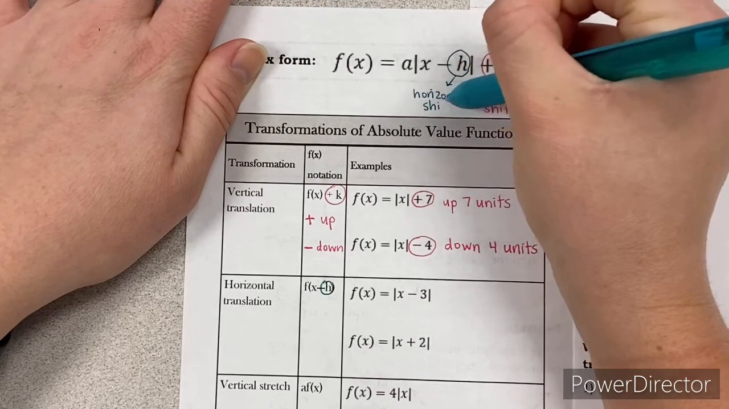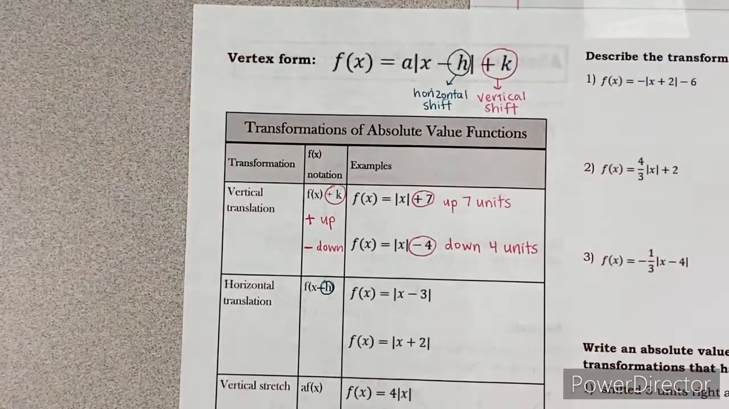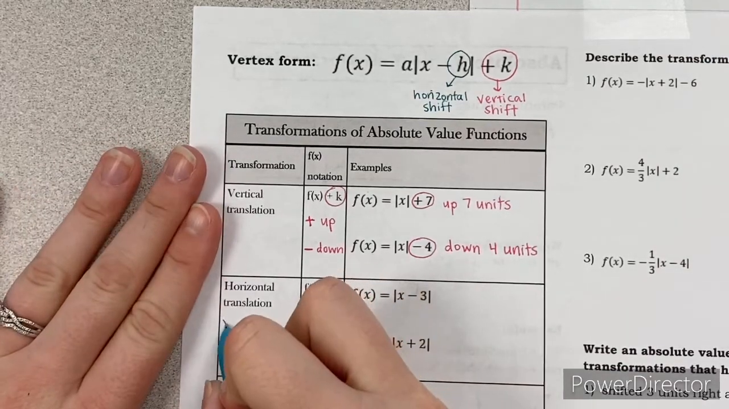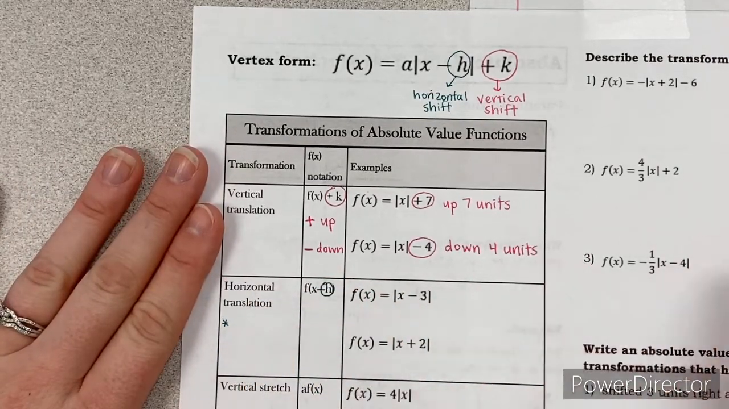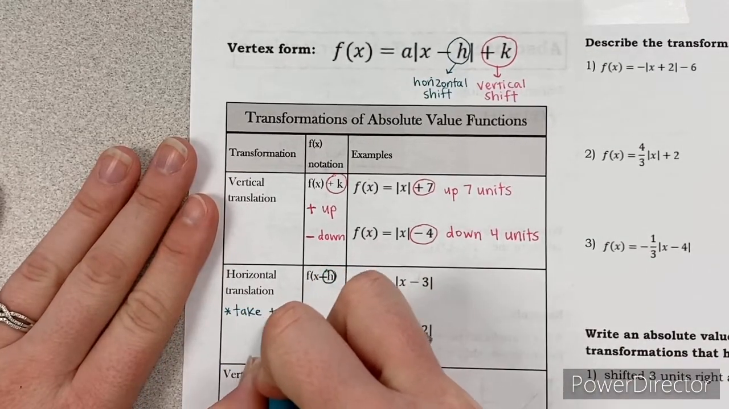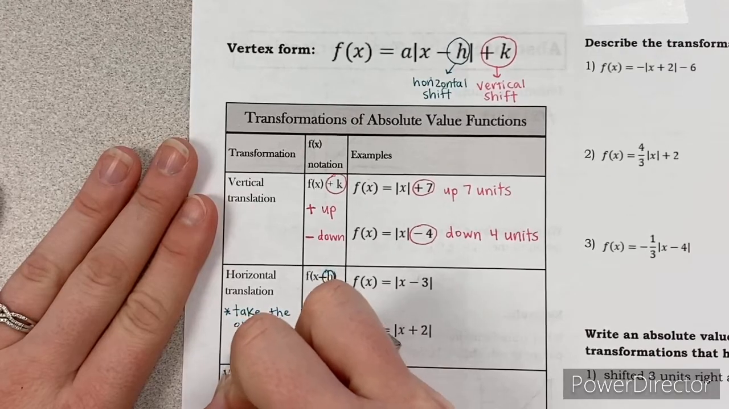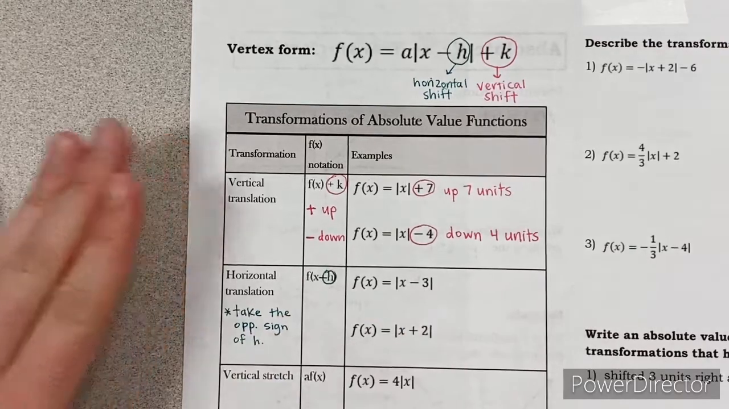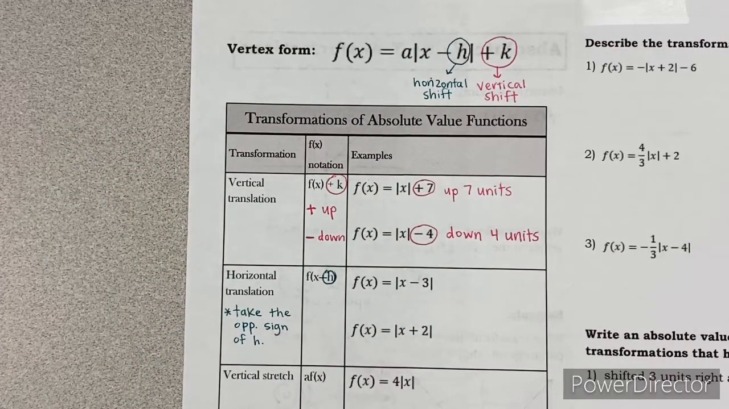So remember, horizontal, that's left and right. So this is my horizontal shift. Now, there is one weird thing that we have to do with my horizontal translations, and I'm going to put it over here underneath the words horizontal translations. We need to take the opposite sign of H. So take the opposite sign of H.